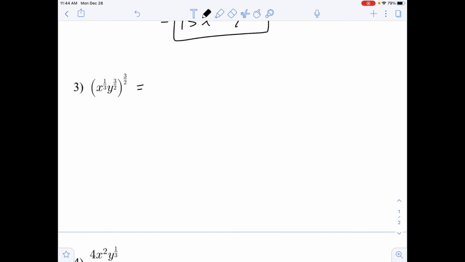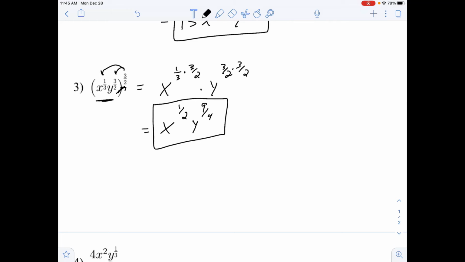So here we have another property. Now we have a power being raised to another exponent. So think of it as an exponent being raised to another exponent. And what we do there is we actually multiply those exponents. Now we have 2 different terms inside the parentheses, so we're going to have to distribute this exponent to both of these. So it's going to wind up being x to the 1/3 times 3/2. Let me fix that there. And then y to the 3/2 times 3/2. Again, we are multiplying because we have a power being raised to another power. So then this becomes x to the 3/6, which becomes 1/2. And then y to the 9/4 power. So that would be our final answer there.